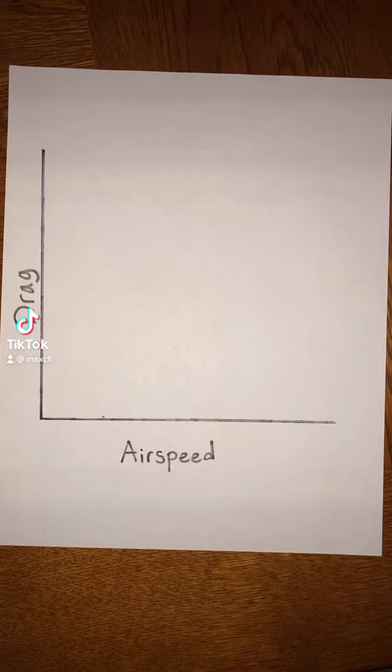So there's two main types of drag that an airplane experiences. We have parasite drag and induced drag. Parasite drag is drag as a result of air resistance and friction as the airplane moves through the air. And so the faster the airplane is going, the more parasite drag it experiences.